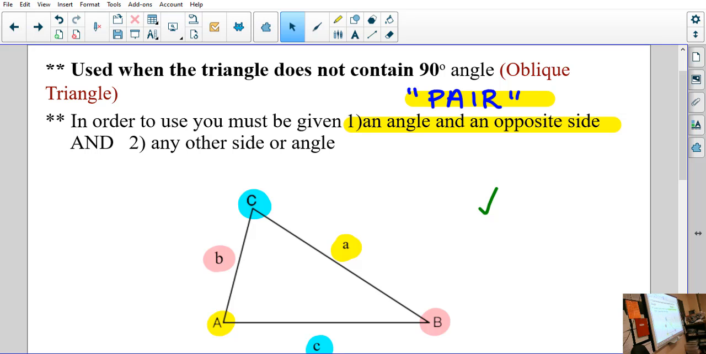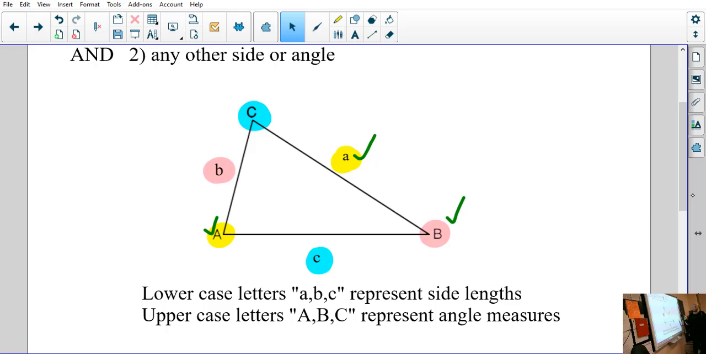Now, to use law of sines, you have to have an angle and its opposite side. So we'll call that a pair. You have to know like side A and angle A, and then just one other piece of information. It doesn't matter, like it could be side B, angle C, or side C. And I know I've said this a few times, but we use uppercase letters to name the angles, and lowercase letters to name the sides.